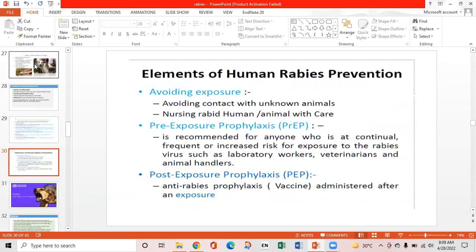Elements of human rabies prevention. Avoiding exposure, avoiding contact with unknown animals, nursing rabid human or animal with care. Pre-exposure prophylaxis and post-exposure prophylaxis. Pre-exposure prophylaxis is recommended for anyone who is at continual, frequent, or increased risk of exposure to the rabies virus, such as laboratory workers, veterinarians, and animal handlers. Post-exposure prophylaxis is anti-rabies prophylaxis administered after an exposure.